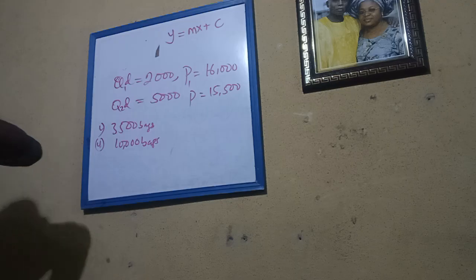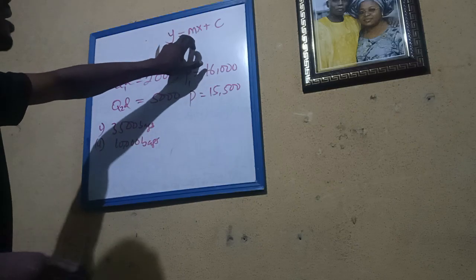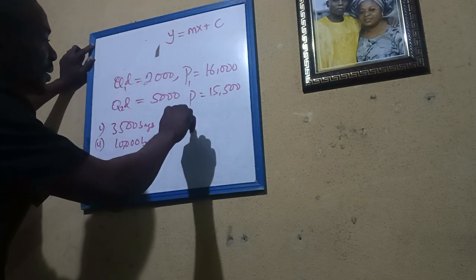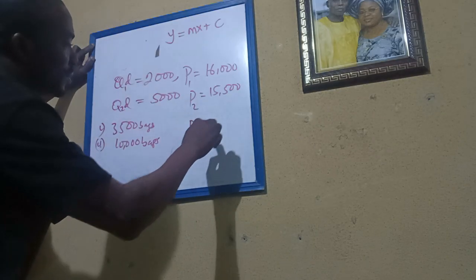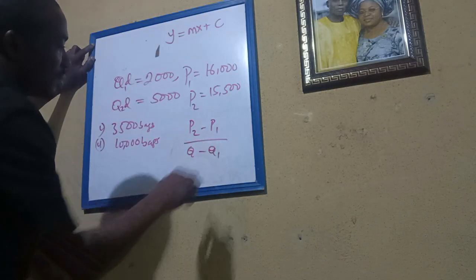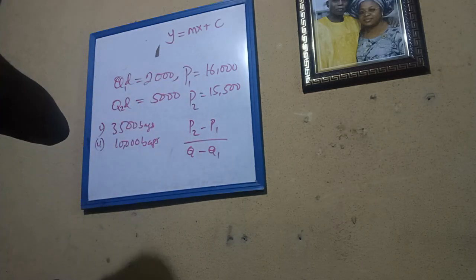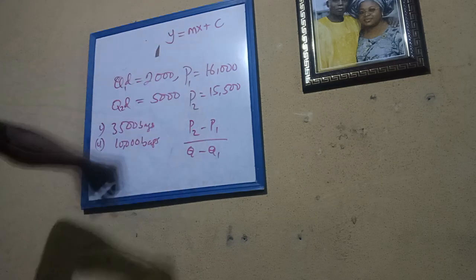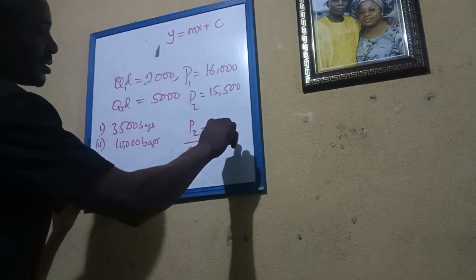So if we have this and I say we should combine this, then our m can be gotten as P2 minus P1 over Q2 minus Q1. If you apply this to get your m, which is your gradient, you know I've said our y can be price and our x can be quantity, but let's just go by doing this simple one. So let's look at this m.